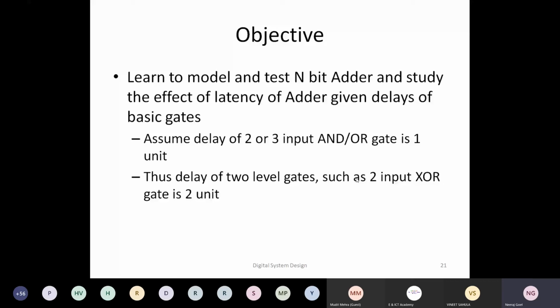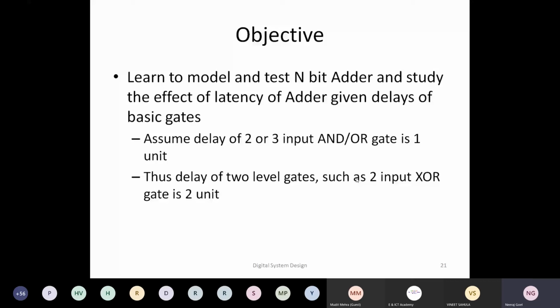So we are assuming that the delay of a basic two-input AND or OR gate is 1 unit, and two-level gates like the two-input XOR gate have a delay of 2 units. So with these specifications, let's try to understand how we can model an n-bit adder.